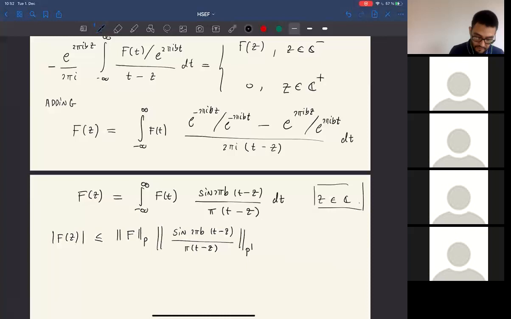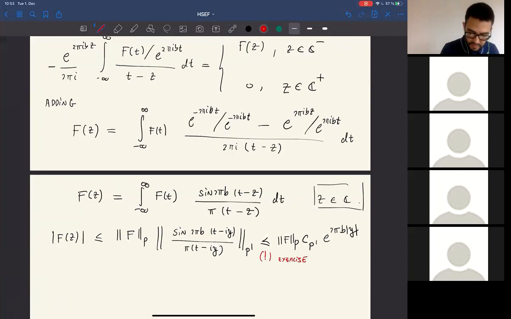The L^p prime norm in t, of course, which is the same as removing the real part of this, just putting iy here. And then we leave as an exercise. It's easy to show that whenever you do an L^p norm of these guys, it's always less or equal than some kind of constant, let's say C_p prime, and e to 2 pi b, the type, times modulus of y. So this part here is an exercise, to compute this L^p norm and to show that.